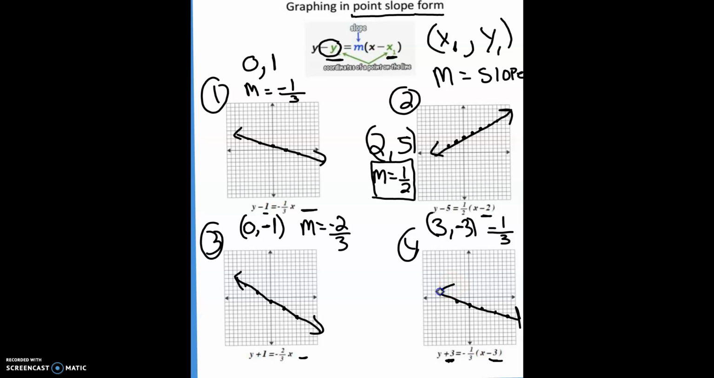So we've just graphed with the point-slope form. Some people like it. My preference is the slope-intercept form. It's just the one I've used a lot more often than this one.